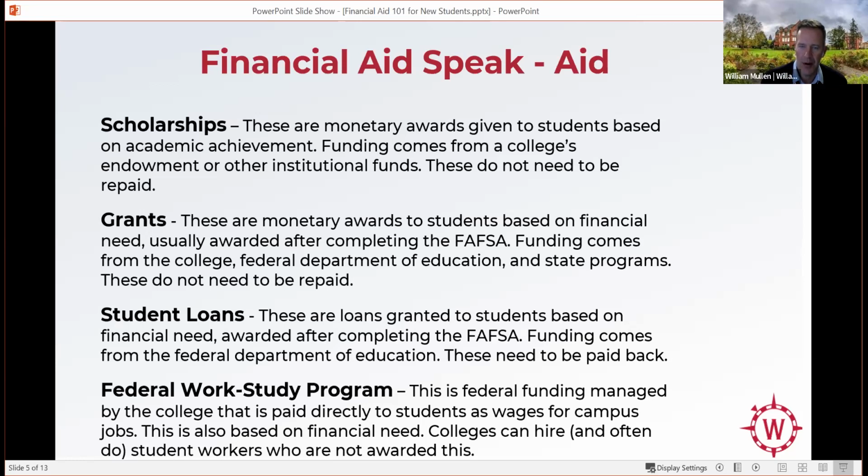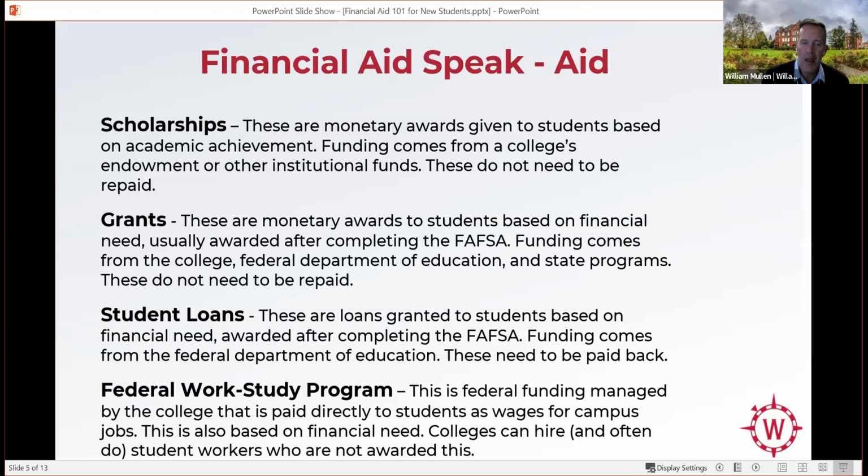The state of Oregon also has a grant program for students with need who are state residents. These also don't have to be repaid. So then we have student loans. And these are loans granted to students based on financial need, again, awarded after completing the FAFSA. The funding comes from the federal Department of Education. I'm going to talk a little bit about other student loans, but I'm talking specifically right now about federal student loans.